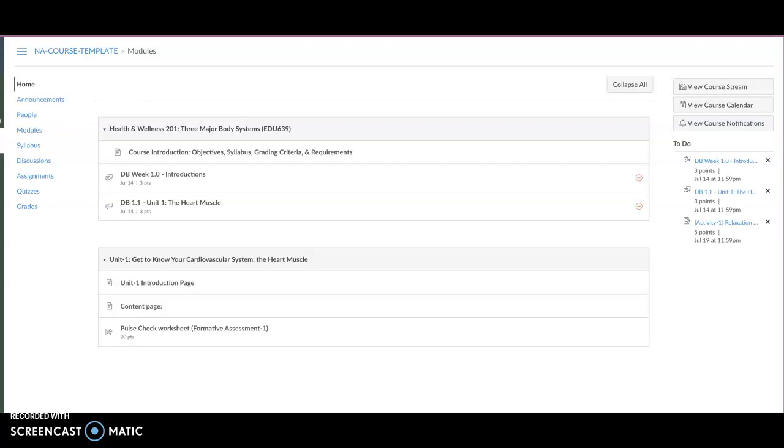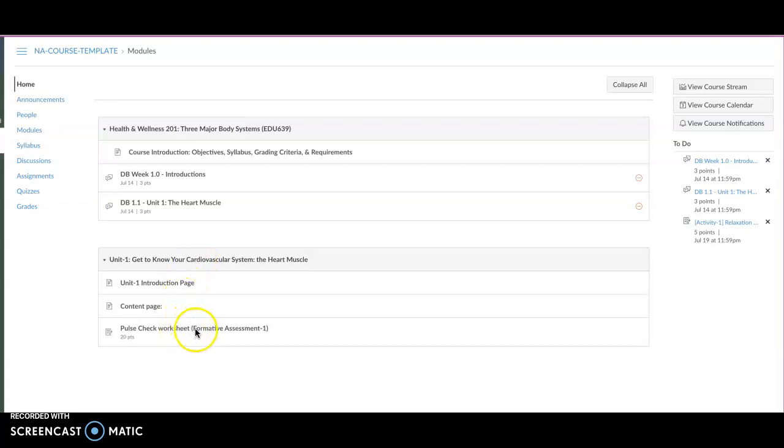This is the unit on the three major body systems, EDU 639, and we're going to discuss an activity for this week in Unit 1. Here is what your student homepage would look like, and as you can see, the Unit 1 activity that I am discussing is the Pulse Check worksheet. It is a formative assessment.